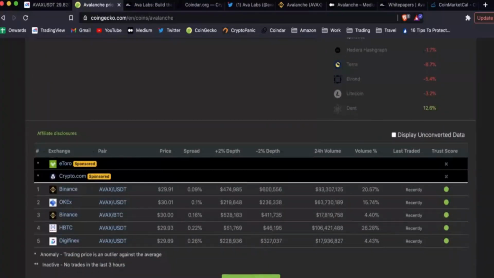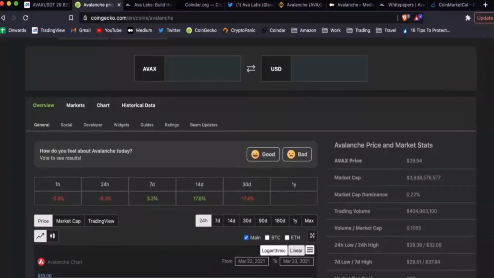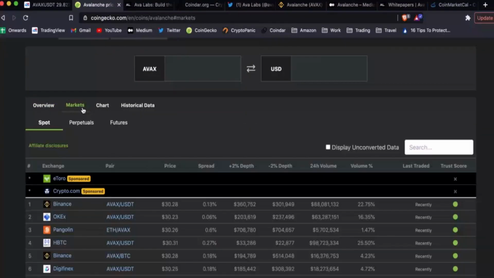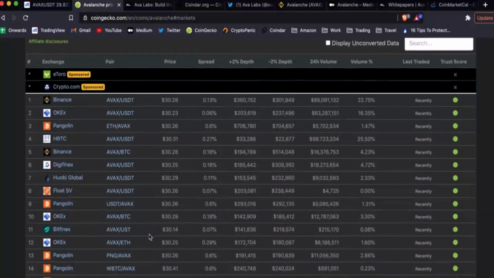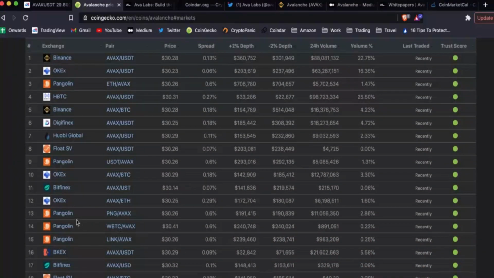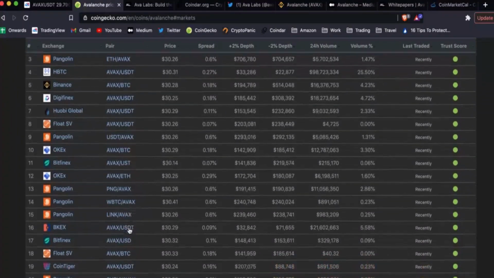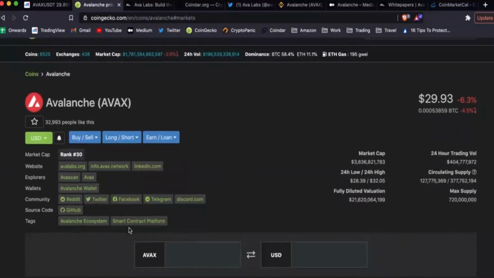You can then come up here and click on markets. Every time you're interested in buying a token, you're going to want to click on markets and see the different exchanges that offer the AVAX token and the different pairs, right? So if you wanted to buy it, you might have a Binance account, and you could buy it there. You could buy it on Pangolin, a DEX built on Avalanche itself, etc.